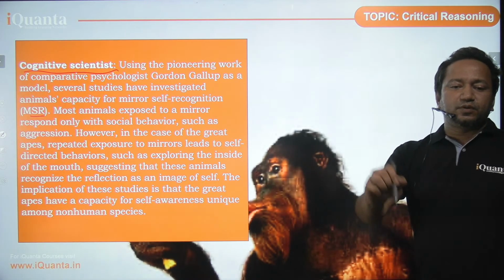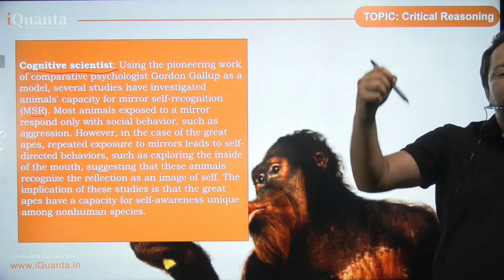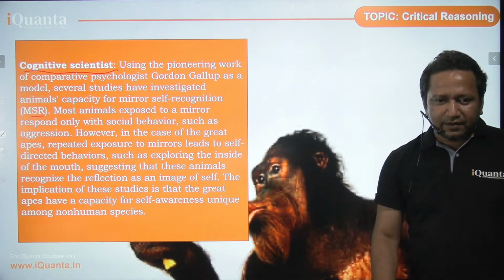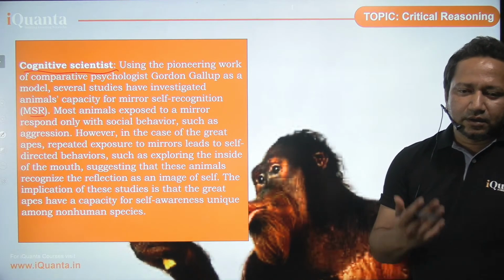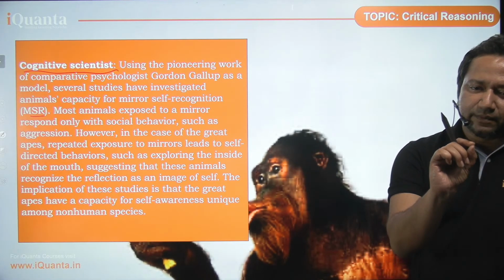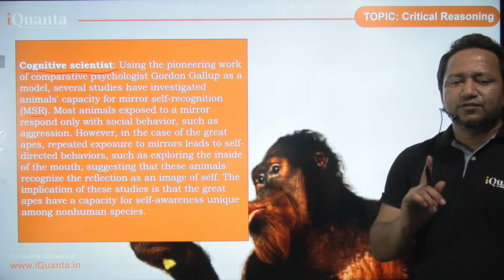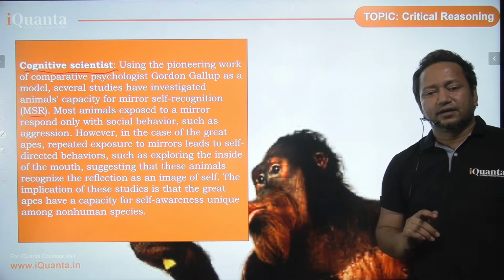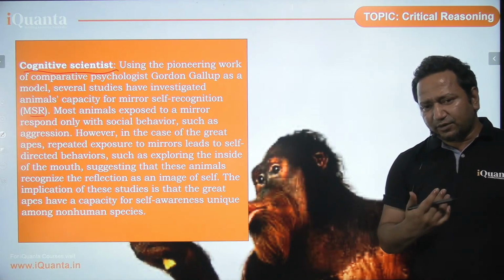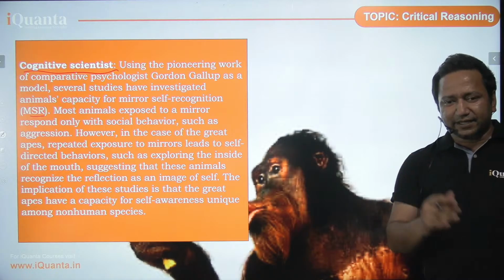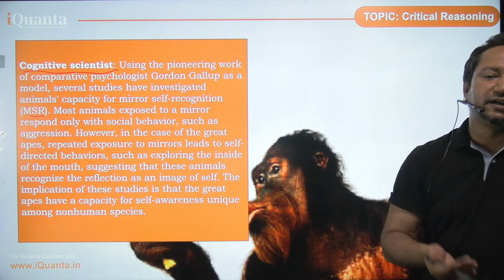Most animals exposed to a mirror respond only with social behavior, such as aggression. Now tell me something. So, like this line, most animals exposed to mirror respond only with social behavior such as aggression. Now, what does it mean? Does it mean that the animal is able to identify this is me? Or what it thinks that this is someone else, some other individual?